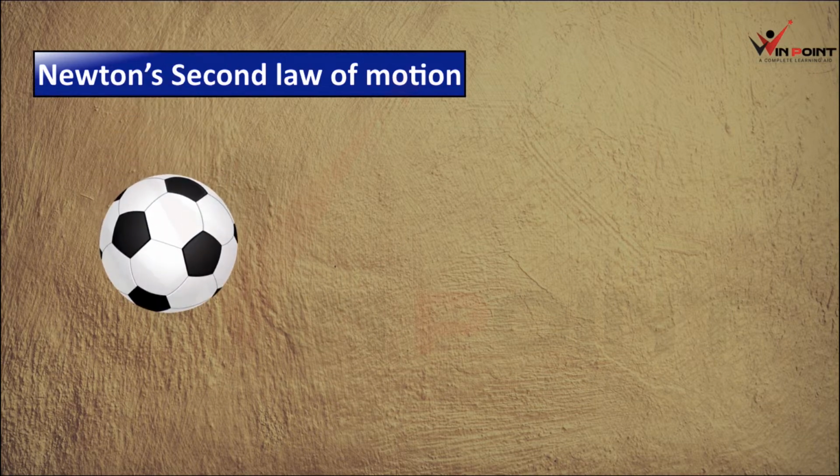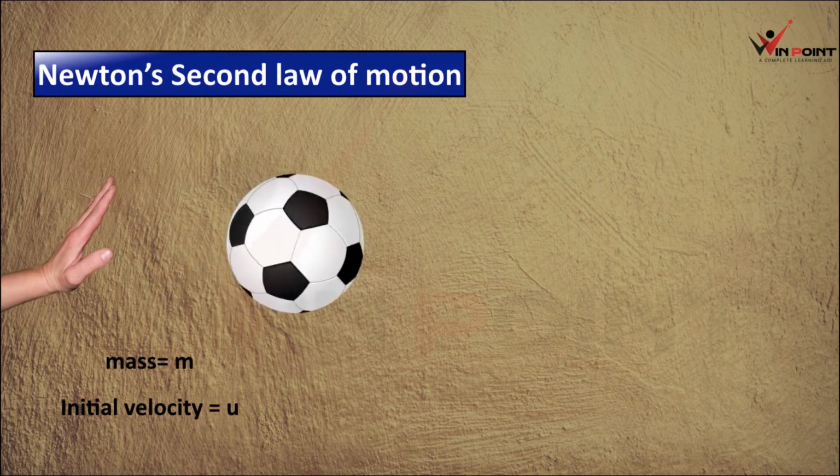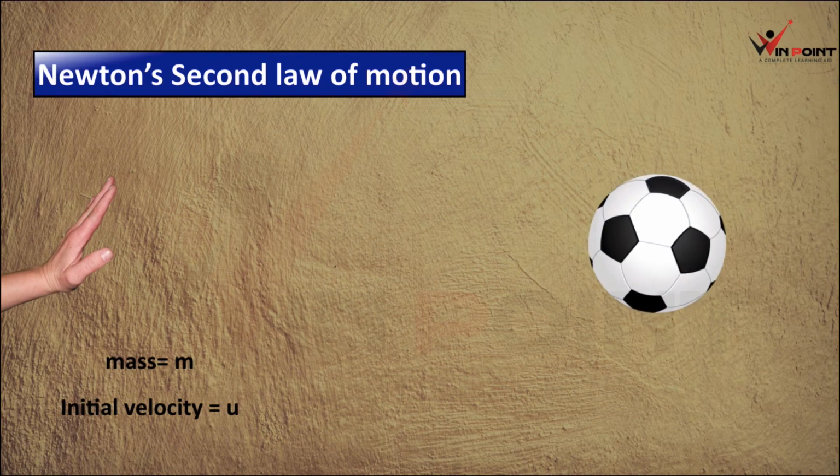It's a ball and the mass of this ball is m. The velocity of the ball is u. We are considering a ball. The mass of the ball is m and velocity is u. And we are applying a force F on that ball. When we are applying force, it will move, right?